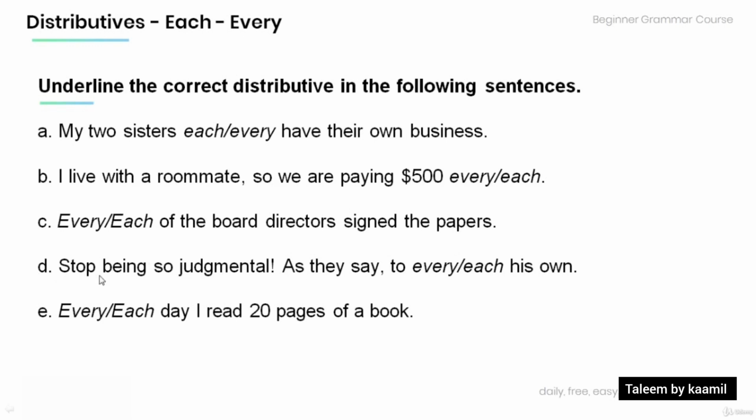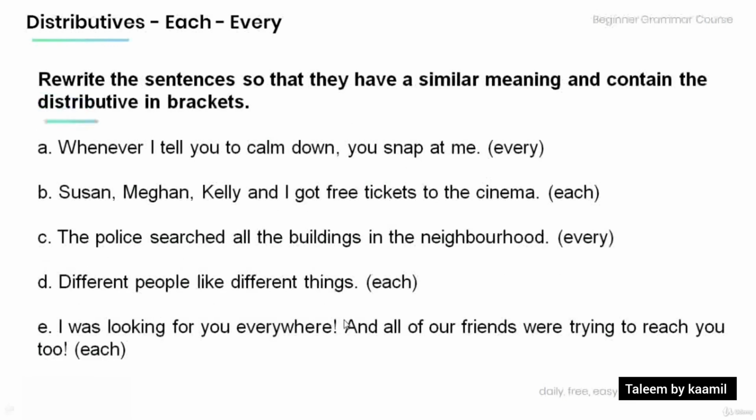D. Stop being so judgmental. As they say, to every or each his own. E. Every or each day I read 20 pages of a book. Now read the following sentences and rewrite them so that they have similar meaning and contain the distributive in brackets.